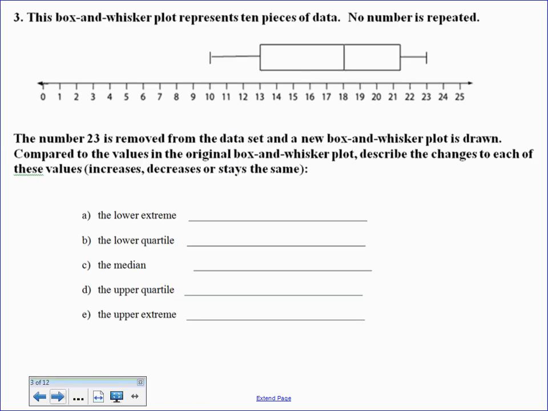The number 23 is removed from the data set, and a new box and whisker plot is drawn. Compared to the values in the original box and whisker plot, describe the changes to each of these values: increases, decreases, or stays the same. Now the key here is this. It says that no number is repeated. If no number is repeated, when we eliminate 23, I know that the new max is going to have to be some number less than 23. So the upper extreme will decrease.